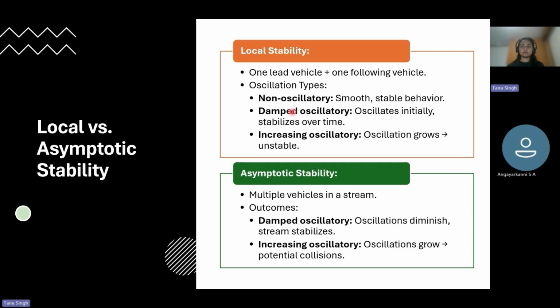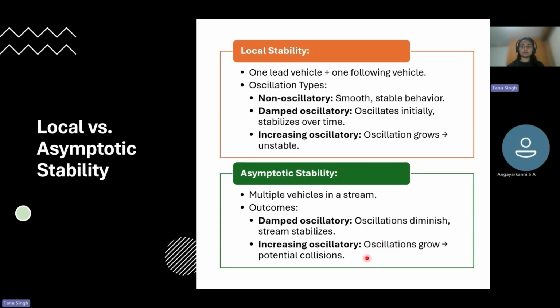In the asymptotic stability, we consider multiple vehicles in a line. So the non-oscillatory behavior is unlikely in this case because two outcomes are possible. First is damped oscillatory, where oscillation diminishes and the traffic stream stabilizes. Whereas in the increasing, the oscillations grow and may result in collision downstream. So this highlights how sudden changes by the lead vehicle can ripple through the traffic stream, especially in the congested condition.